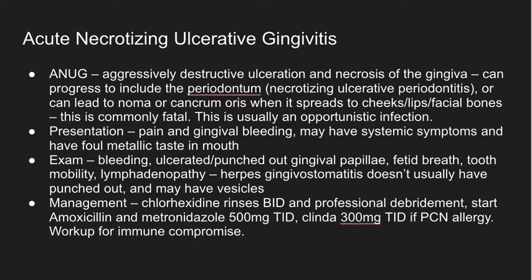Of note, herpes gingivostomatitis can appear somewhat like this, but it won't have the classic punched out papillae, and they'll have vesicles with that. So to manage this, you're going to have them rinse their whole mouth with chlorhexidine twice a day. They need referral urgently for professional debridement, and then amoxicillin and metronidazole, both 500 TID. You can use clindamycin or azithromycin alternatively for penicillin allergy. And then you're going to want to think about working up and offering these people workup for immune compromise.